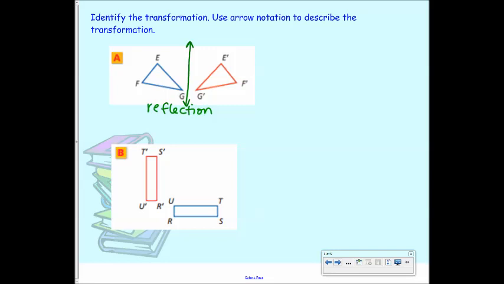All right, what about B? B looks like a rotation. B looks like a rotation because T was on the top right, and now it's on the top left, so it looks like it turned. Which way did it turn? Counterclockwise. How do you know which one is the original image, the pre-image? Doesn't have the apostrophes, good. So you know it went from blue to red, so that means it turned left, so that's a counterclockwise rotation.